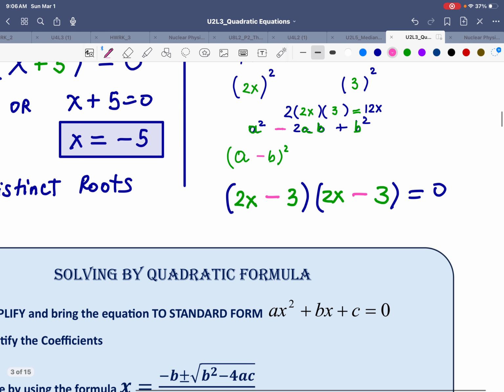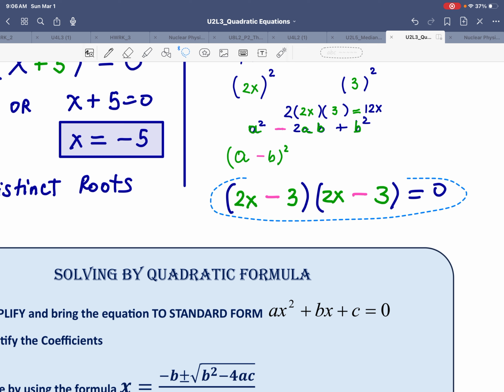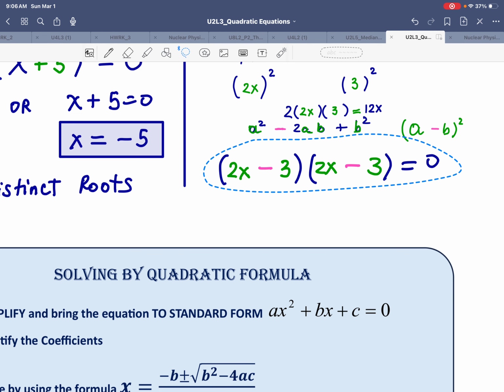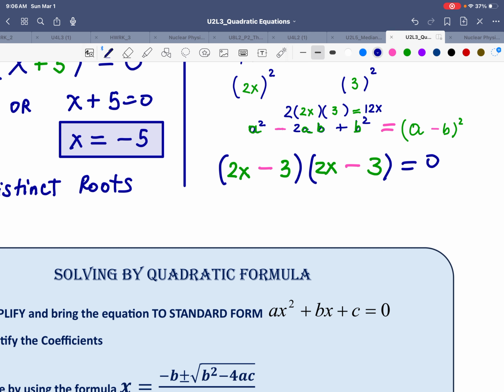We're going to say that 2x minus 3 times 2x minus 3 equals 0 is the factored form. And from here on, we just simply make each factor equal to 0. And we're going to say that if 2x minus 3 equals 0, x will be equal to, I'm going to go the long way, but you should be able to recognize the zeros very quickly. So x equals 3 over 2. And it's the same thing in here, x equals 3 over 2.